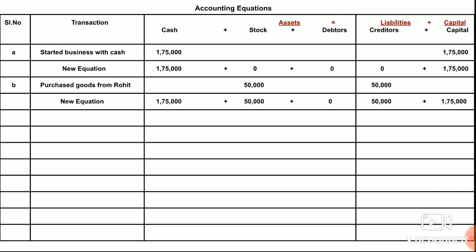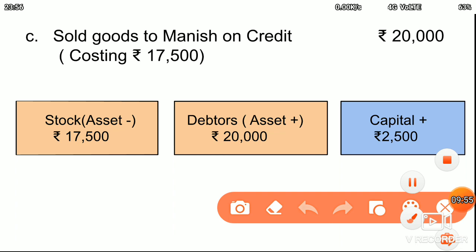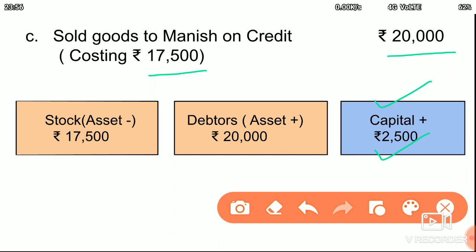Now our next transaction says C. Sold goods to Manish on credit rupees 20,000. Now in this transaction we can see the goods which were sold to Manish were costing rupees 17,500 and were sold to Manish at rupees 20,000. So there is a profit here. Whenever there is a profit in a transaction, it will always affect the capital. It will always increase the capital. The profit here is 2,500, so the capital will increase by 2,500 in the accounting equation.